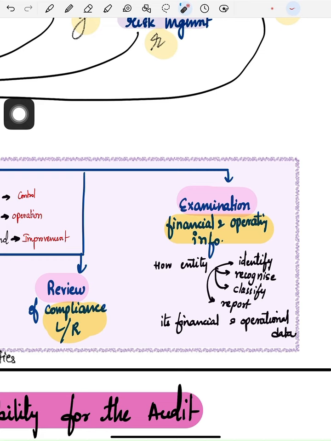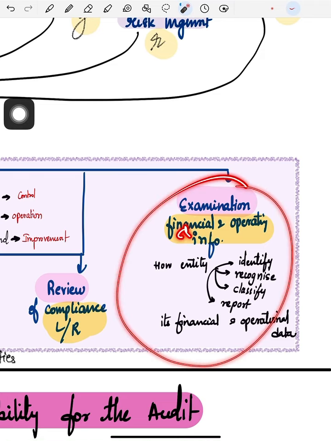How is the entity identifying them? How is the entity recognizing them in the books of accounts? How is the entity classifying them? And finally, how is the entity reporting them? That is part of internal control.